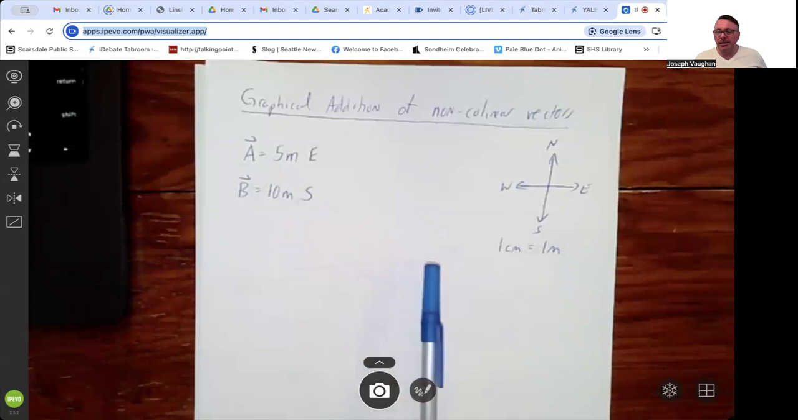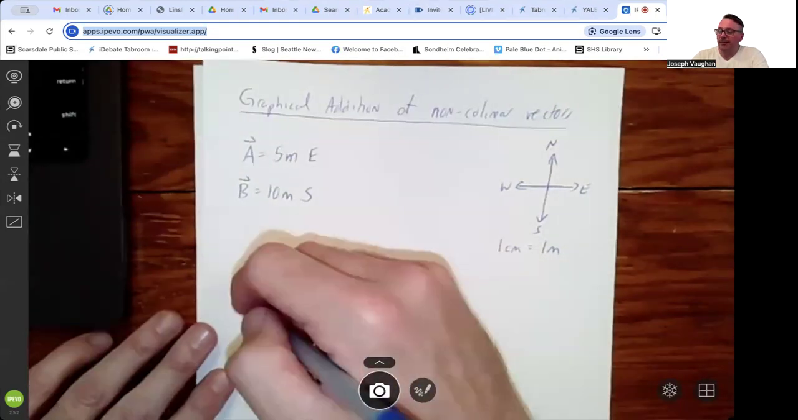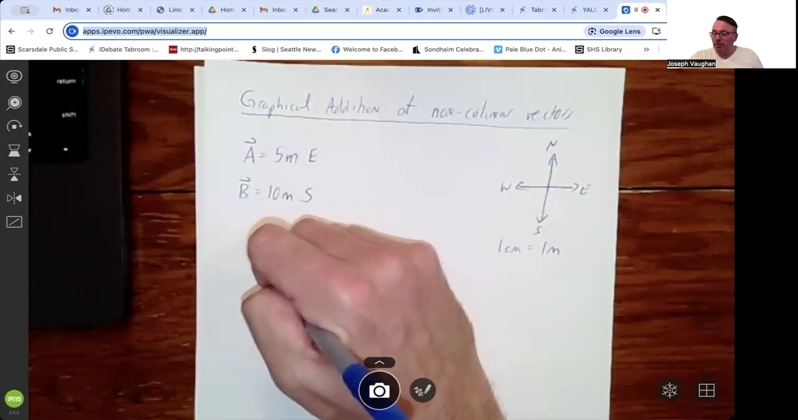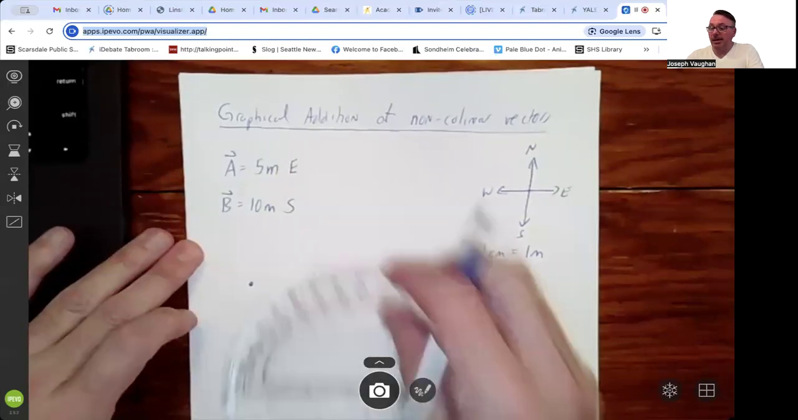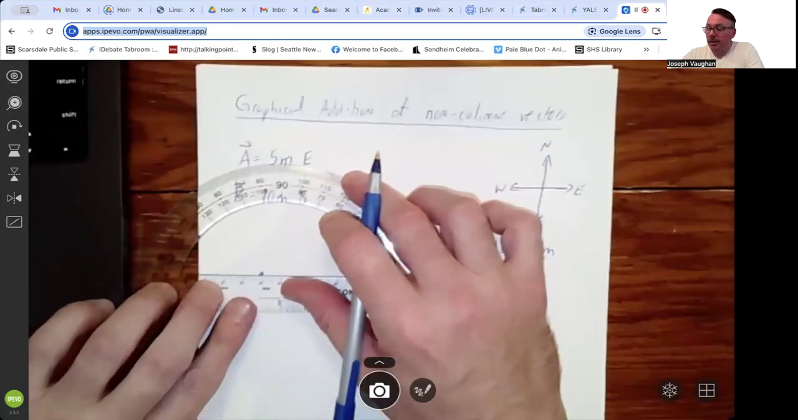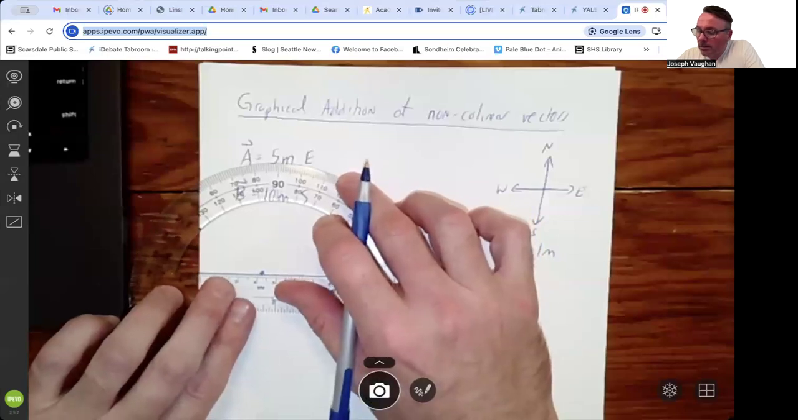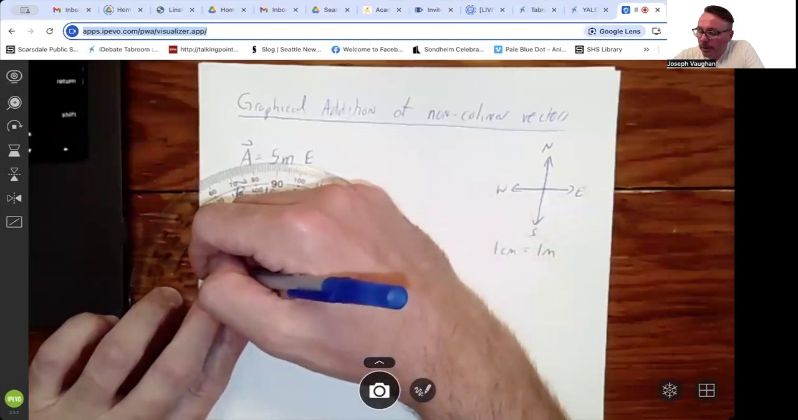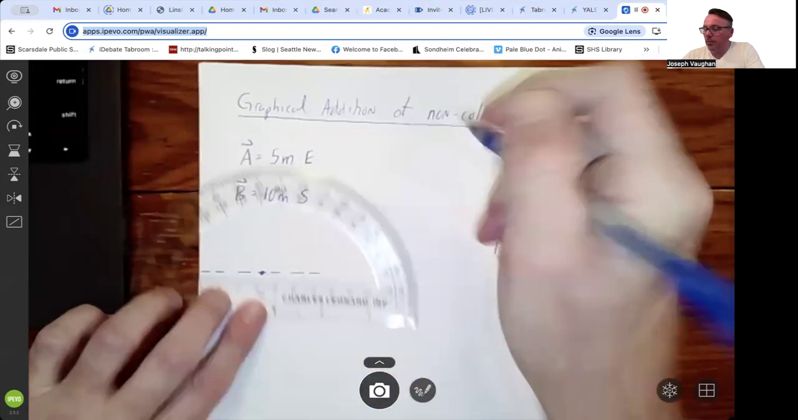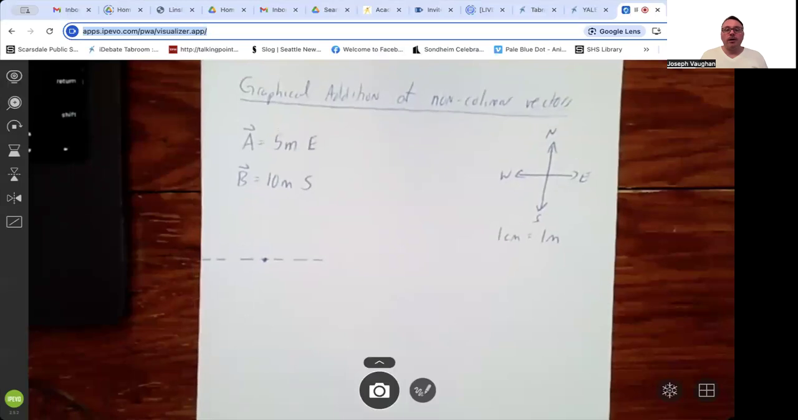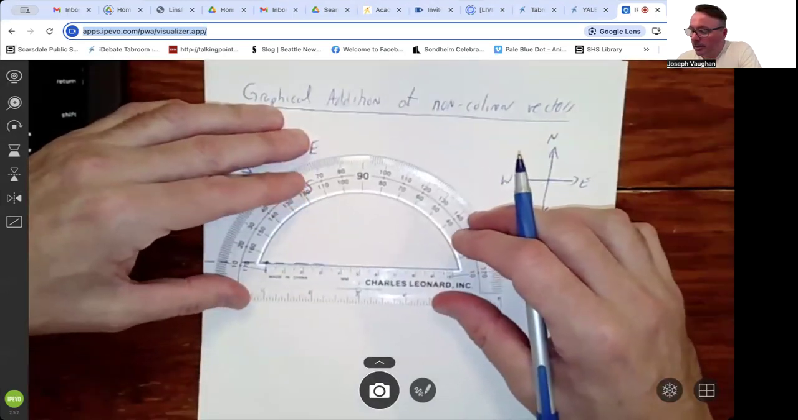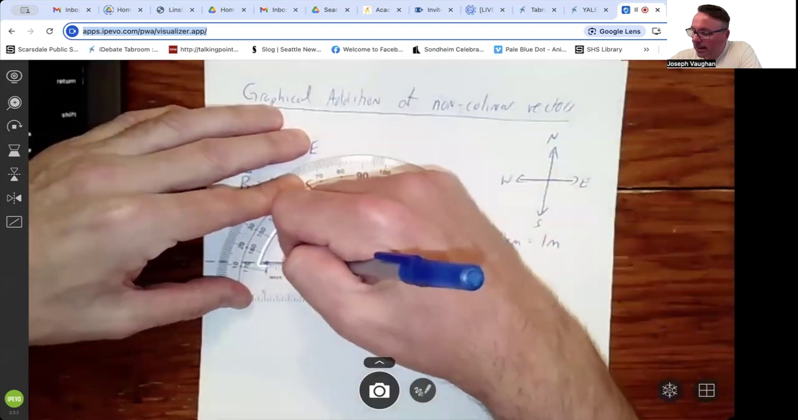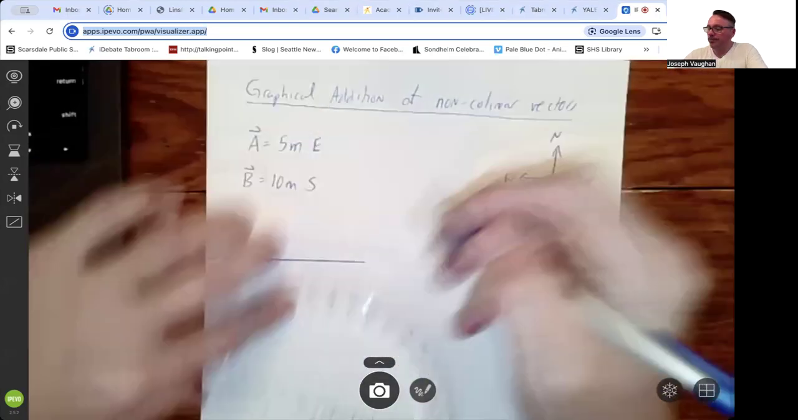The next thing we're going to want to do is a start point. So notice here, I'm going to go east and I'm going to go south, so I'm going to start towards the left top of the page. Here we go, I'm going to pick my start point. I'm going to take my protractor. And here's where that guideline that I've been talking about is going to come in real handy, okay? Great. So once again, I'll do A in blue, B in red, and then my resultant in pencil. The first thing I'm going to do is a 5 centimeter vector to the right. Boom. So there we go, okay?